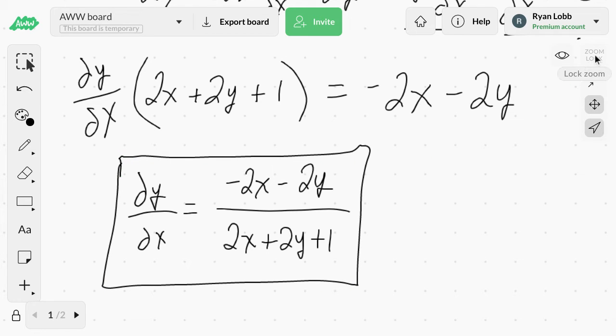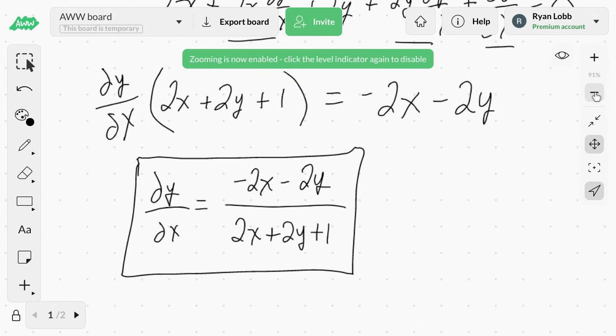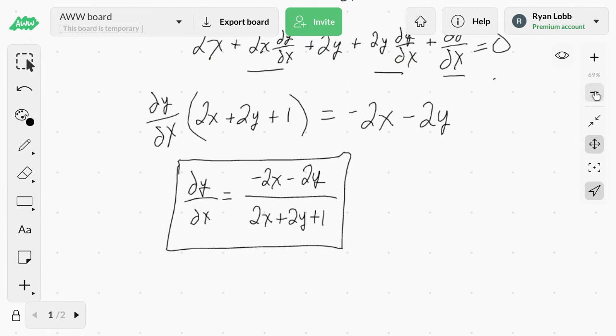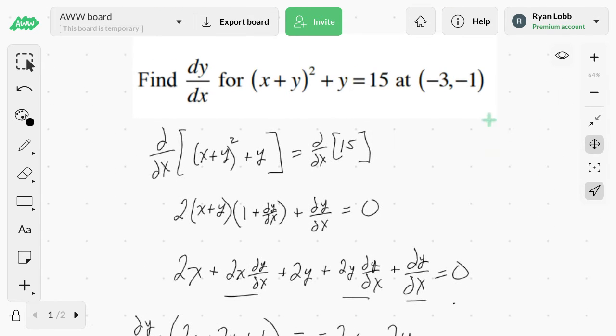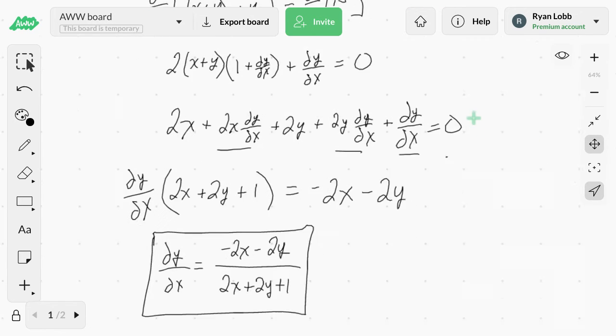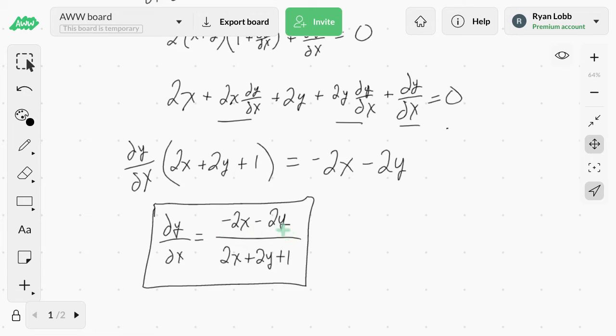In the end, let me try to zoom out a little bit here. Okay, so as we look at the end, we want to evaluate at -3, -1. So we can plug in the -3 for x, -1 for y here and here. Like I said, if you need to find dy/dx explicitly, we're just going to do this. If the question is not really to find dy/dx explicitly, what the derivative is in terms of x and y, then we're not going to do this process.